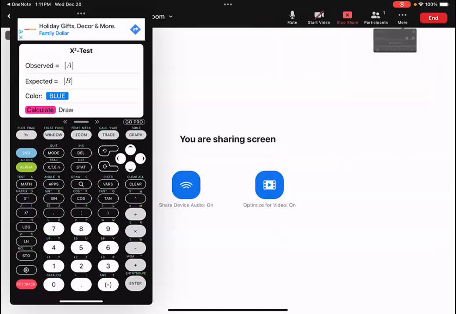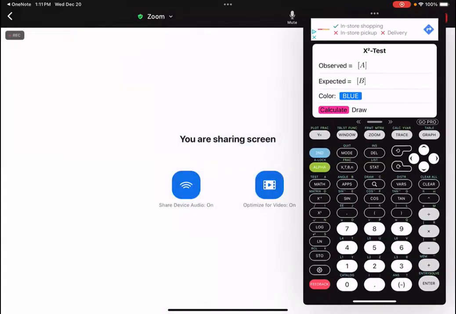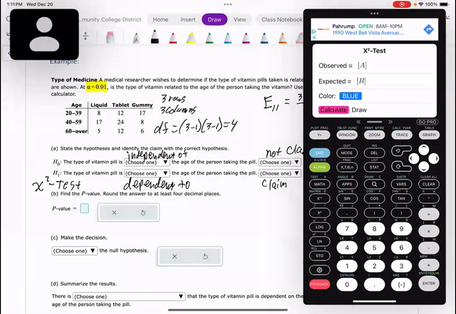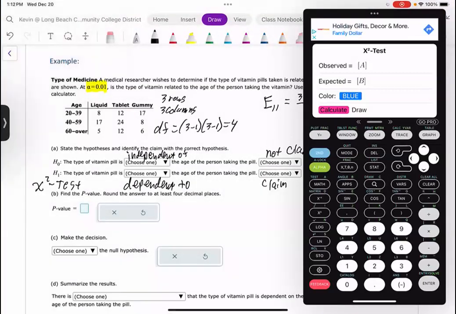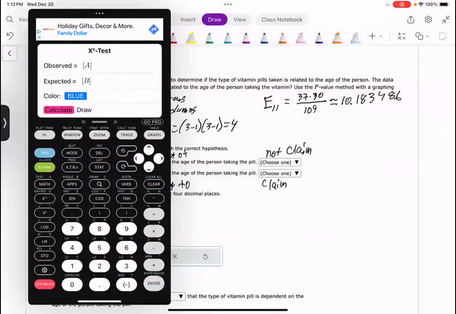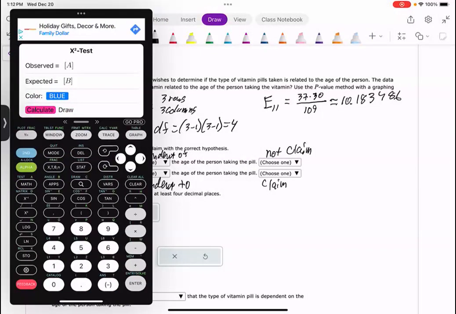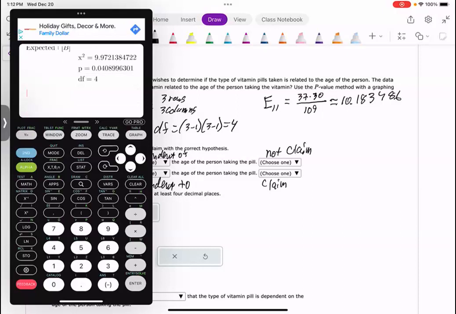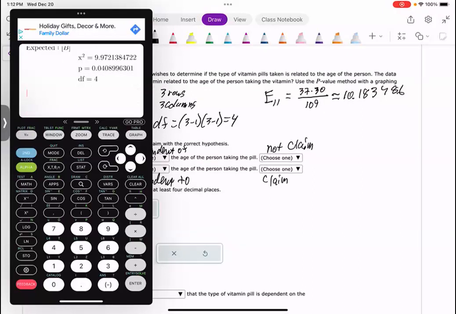All right. So we are back to our problem. We have our chi-squared test. We have our observed, our expected, and they're going to fill in the expected, and now we just need to calculate. And there is our p-value. So let's write p-value is 0.0409, we'll say.